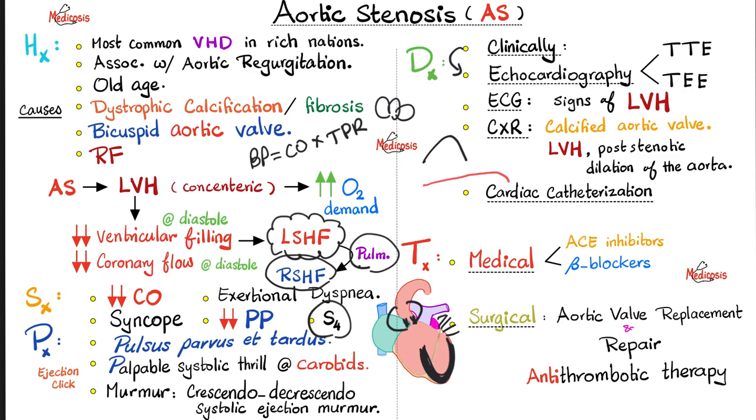How can we manage aortic stenosis? We have medical management and surgical management. Medical, ACE inhibitors and beta blockers, because it's a pressure overload. And then surgical, such as aortic valve replacement and repair. Some patients need antithrombotic therapy after the surgery.